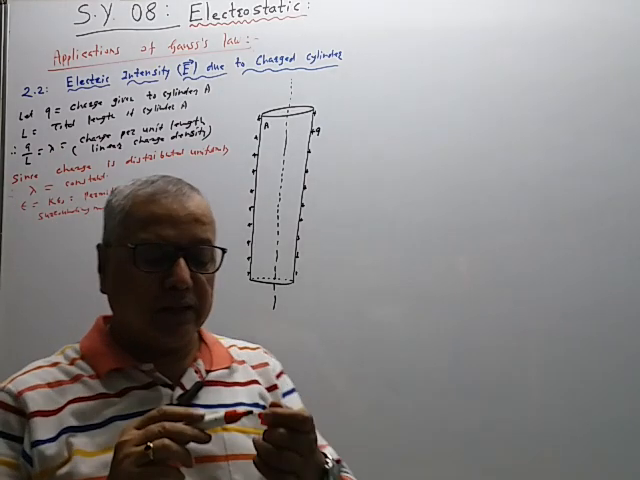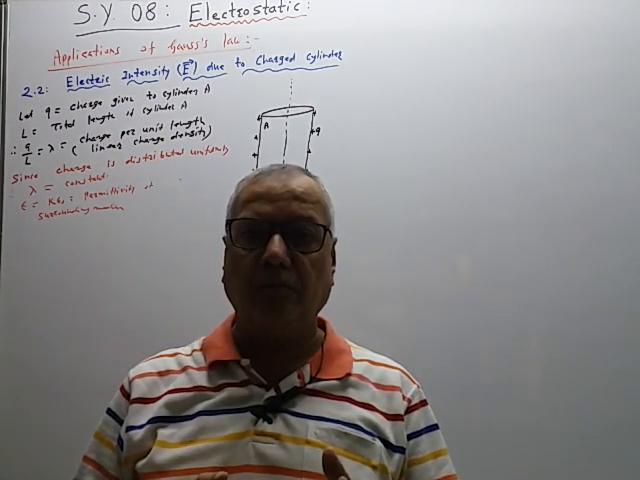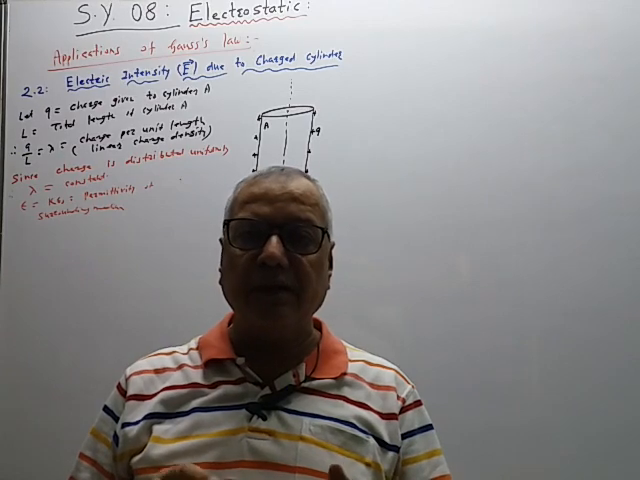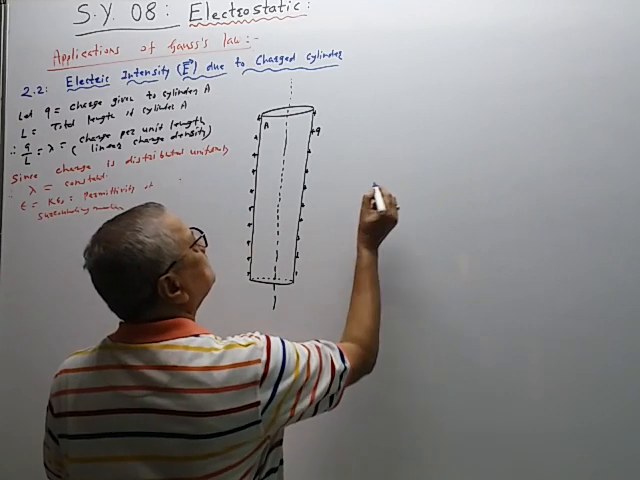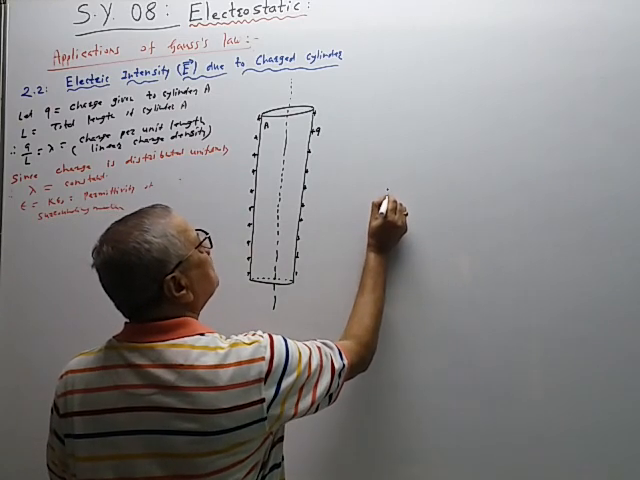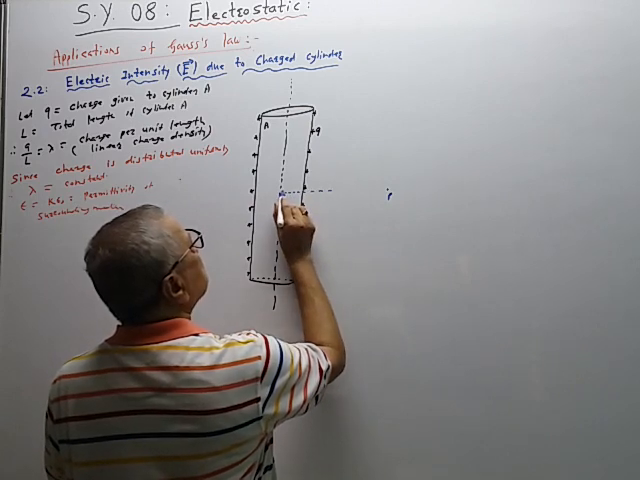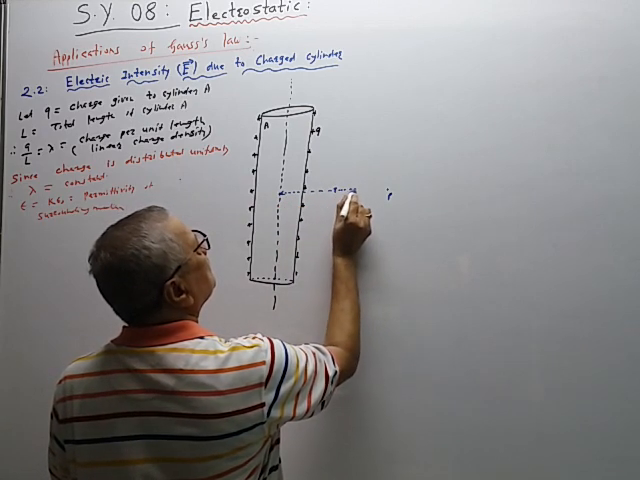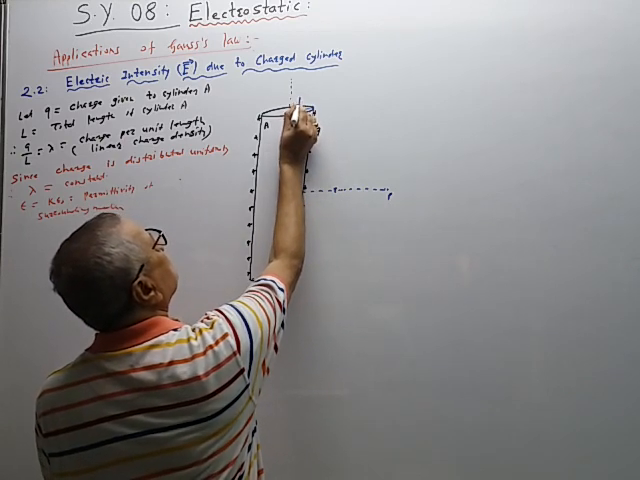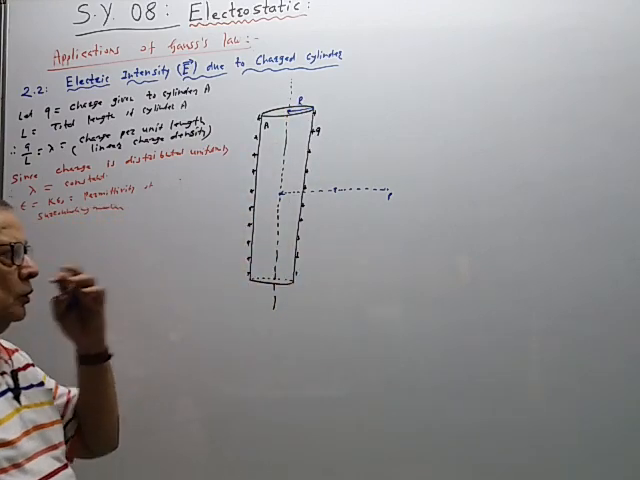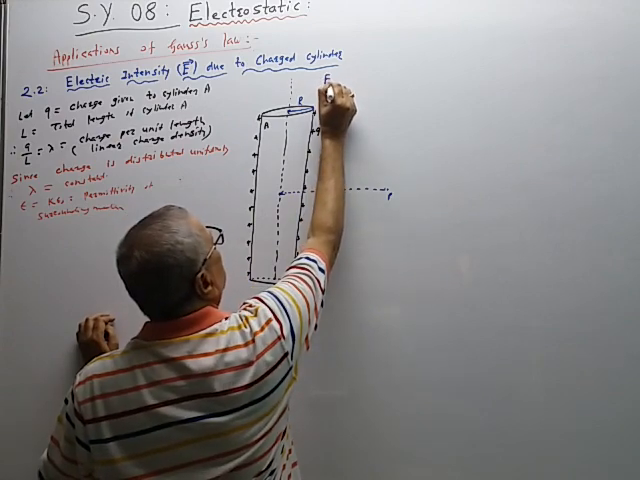Now we know that at any point inside the charged conductor, electric intensity is always 0, but at an outside point intensity is not 0, and therefore we will consider the point P here. Consider the point P at distance r from the axis. R is the radius of this cylinder. So we have to determine the value of the electric intensity at point P. So this is our aim.